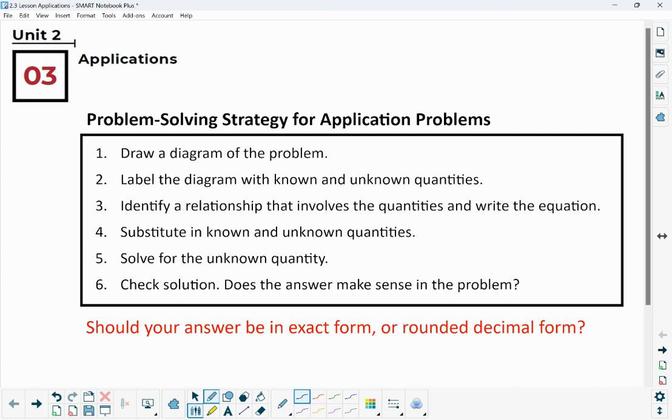As we get our solutions to these problems, we want to be asking ourselves, does it make sense in the context? And we also want to be paying attention to how our answer should be reported. For some answers, we are going to give a rounded decimal form. On other problems, we are going to keep our answer exact. So it just kind of depends on the problem itself.